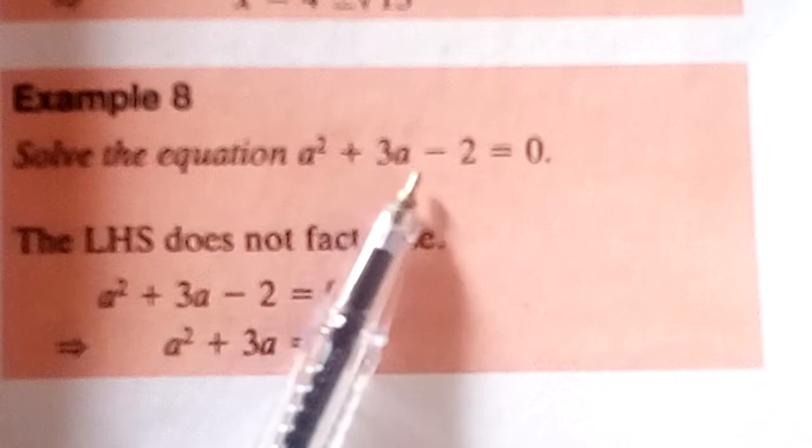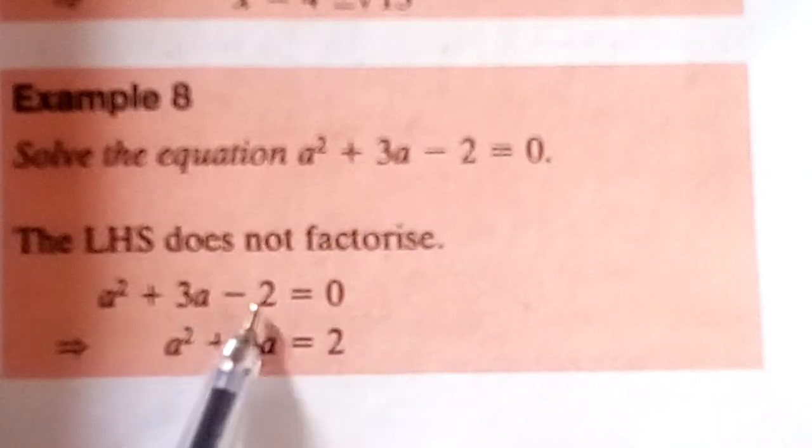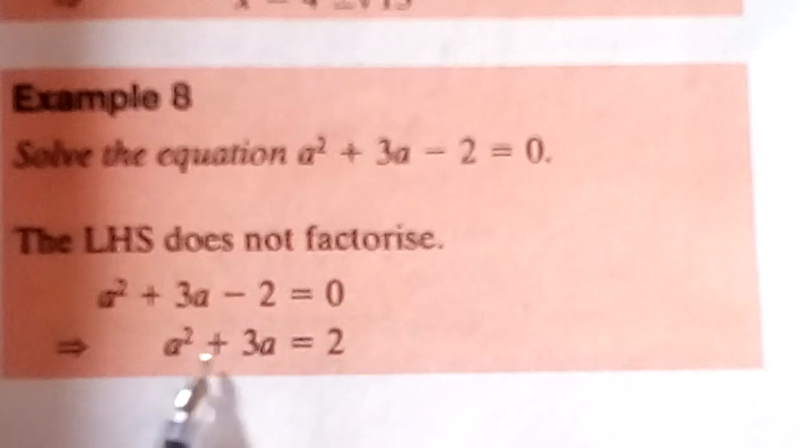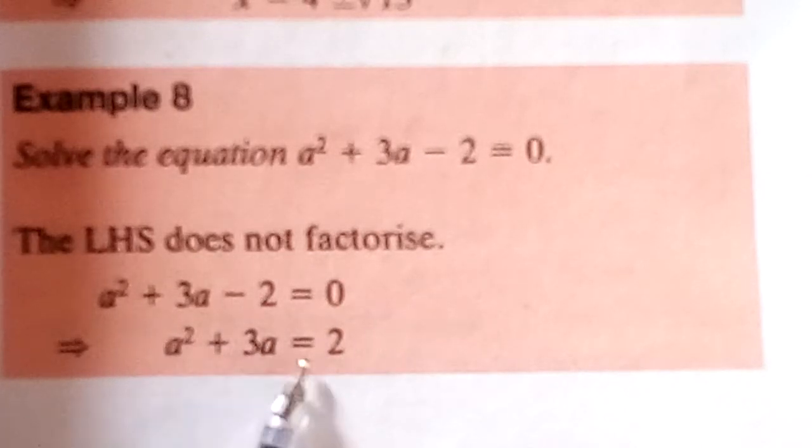Let's look at this now. Solve the equation a squared plus 3a minus 2 equals 0. Then you arrange it in this form. You take this minus 2 to this side. It gives you a squared plus 3a equals 2.